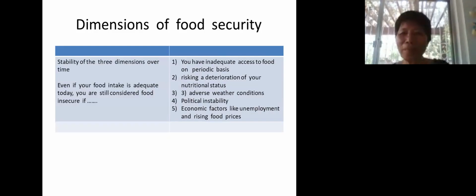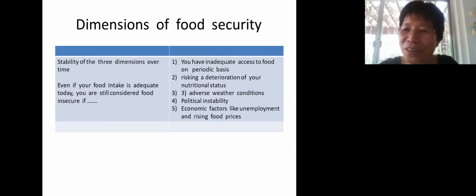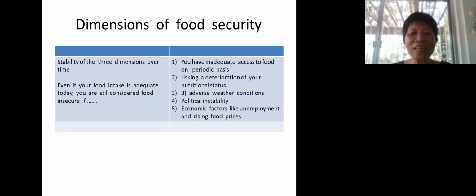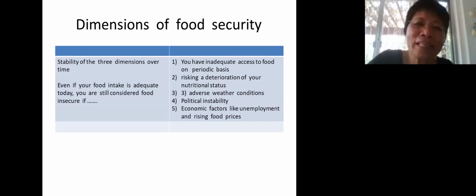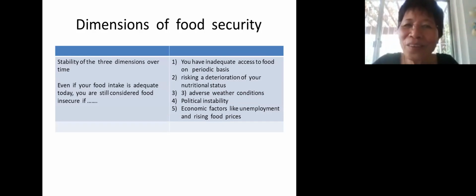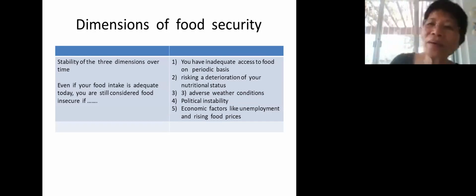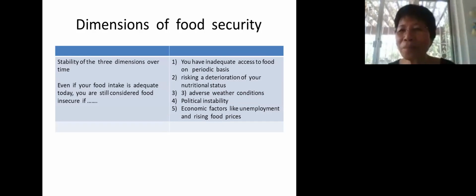Let's go to the fourth dimension. The fourth dimension is stability of the three dimensions over time. Meaning to say, these should be stable: physical availability, economic and physical access, and food utilization. That is the meaning of stability of the three dimensions over time. Even if your food intake is adequate today, you are still considered food insecure if you have these five things on this side of the table. You are still insecure if you have inadequate access to food on a periodic basis.